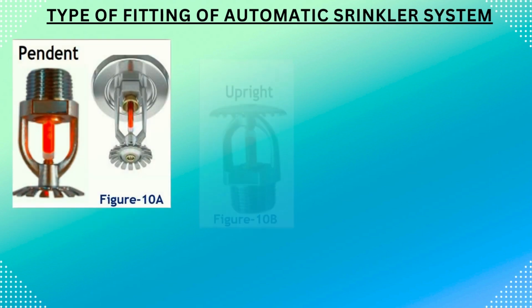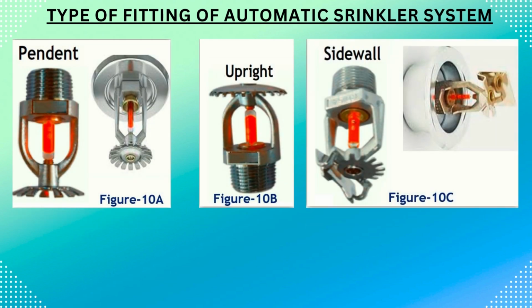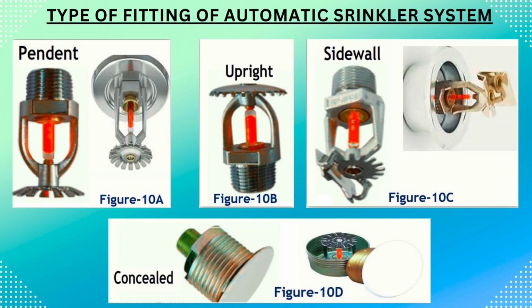The types of fitting of the automatic sprinkler system are shown in the figure given below. One of them is the pendant type shown in figure 10a, another is the upright type shown in figure 10b, next is the sidewall type shown in figure 10c, and the other is the concealed type shown in figure 10d.